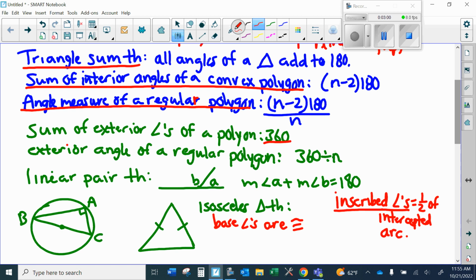Linear pair theorem: you should know that if I have a linear pair like that, the measure of angle A plus B is 180 degrees. Okay, linear pairs are supplementary, which means they add to 180.